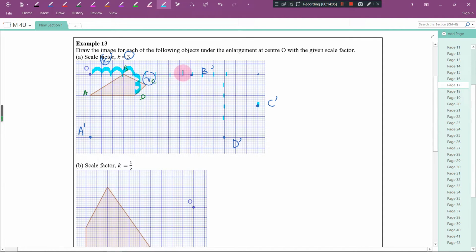Okay, after we get all the images for these vertices, we just connect all the points together. A prime to B prime to C prime to D prime and go back to A prime. So this is the image of this object under the enlargement at the center O with a scale factor of 3.